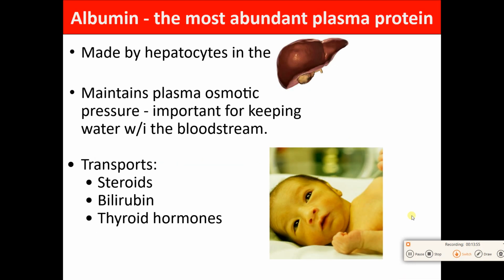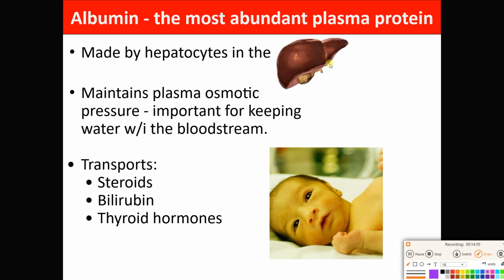Okay. Albumin is our most abundant plasma protein. Albumin is going to be made by these cells called hepatocytes, which are in this organ right here. Do you know what hepato means? Can you recognize this organ? Well, this organ is the liver. Hepato means liver, so hepatocytes are liver cells. Someone who has hepatitis has an inflammation of the liver.